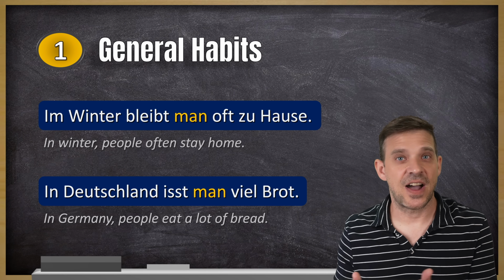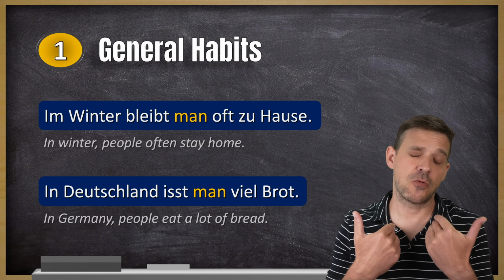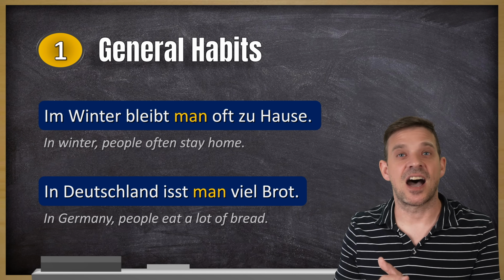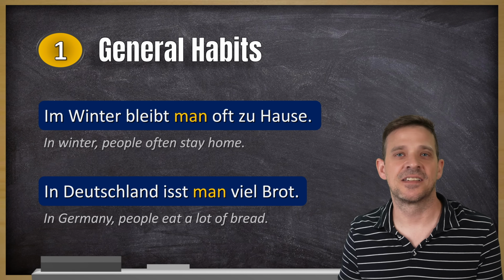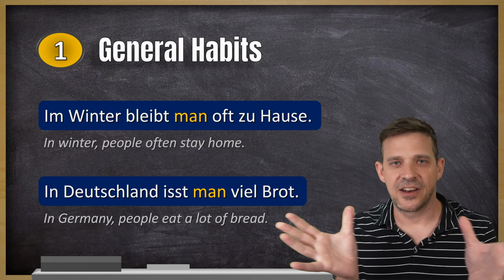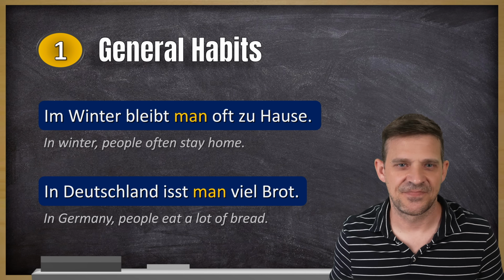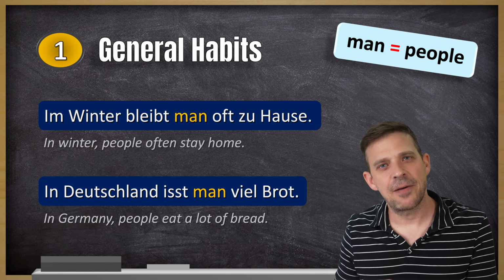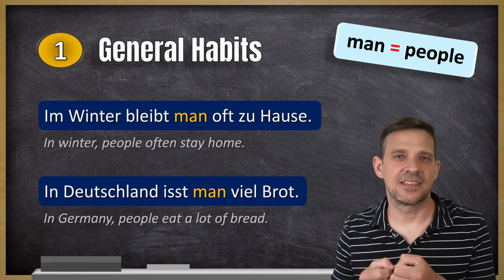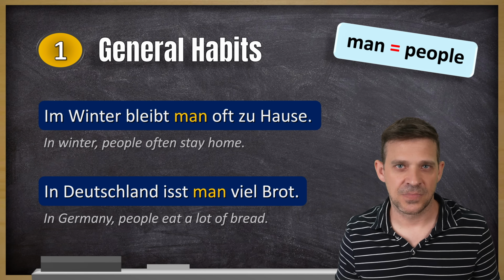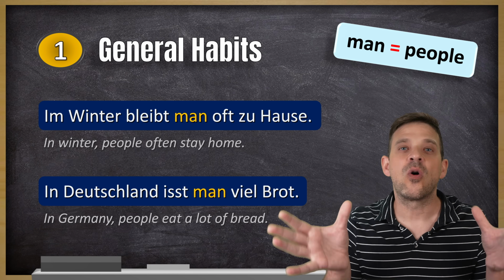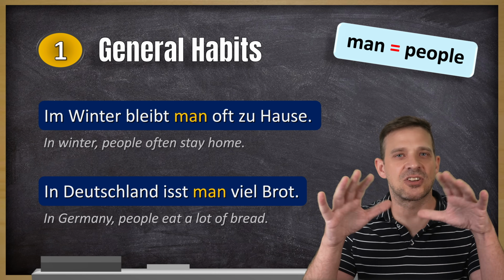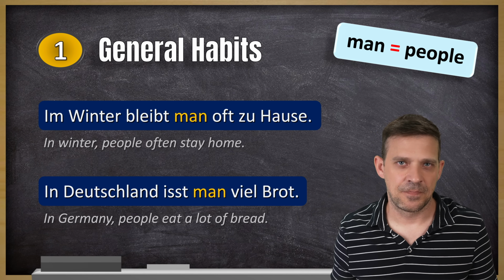Or in der Schweiz isst man viel Käse. Ich komme aus der Schweiz, ich liebe Käse und ich könnte jeden Tag Käse essen. I could eat cheese every day. Cliché, I know, but I like cheese. All of these example sentences, when we talk about general habits, we mainly translate this man with people because it's something all the people kind of do. Of course, there's always exceptions, but it's just a general habit.